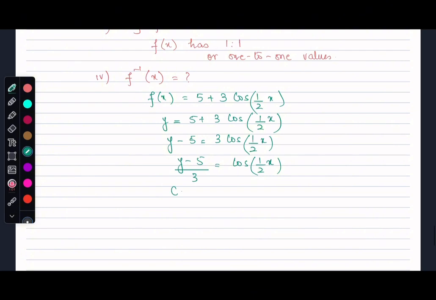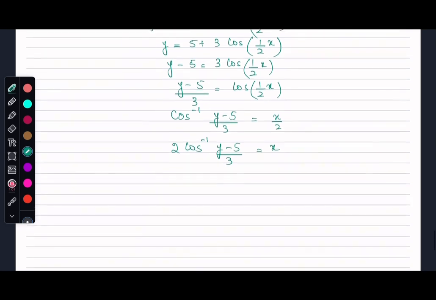And then I have to make x the subject, so it's cos inverse of y minus 5 divided by 3, which shall be equal to x by 2. So 2 gets multiplied, and I will have 2 cos inverse of y minus 5 divided by 3 equals x. Or switching x and y values, I should say that f inverse x shall be equal to 2 cos inverse of x minus 5 divided by 3. So this is how the question needs to be done.